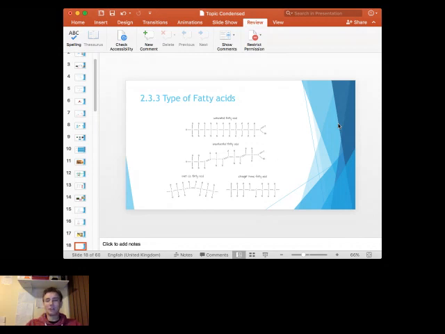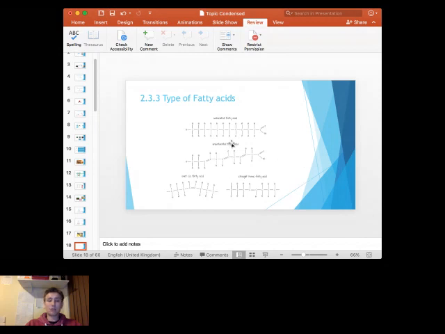Okay, well, the reason why it's called a saturated fatty acid is if you think of something saturated, it's something that can't have anything more put onto it or into it. And in terms of fatty acids, what we're talking about is the hydrogens. So a saturated fatty acid is something where you cannot introduce any more hydrogens onto the carbon chain.